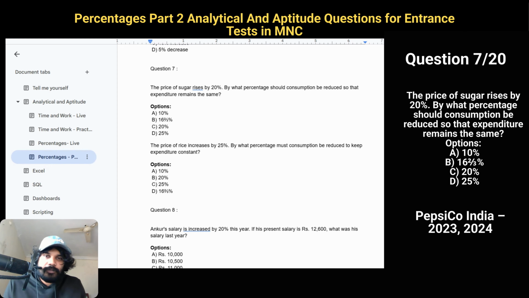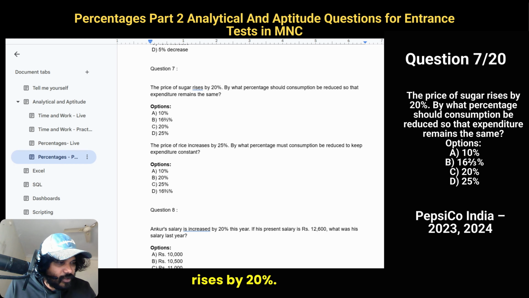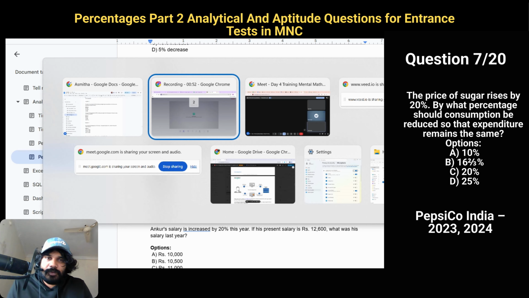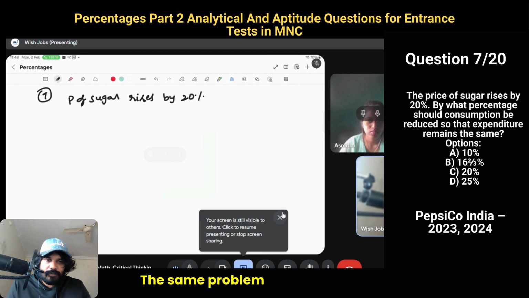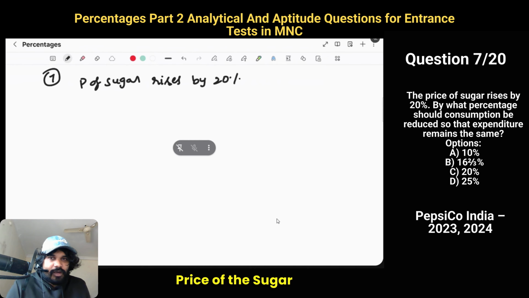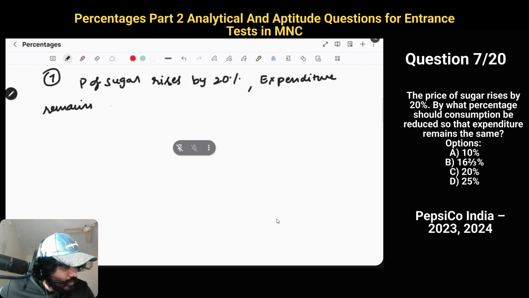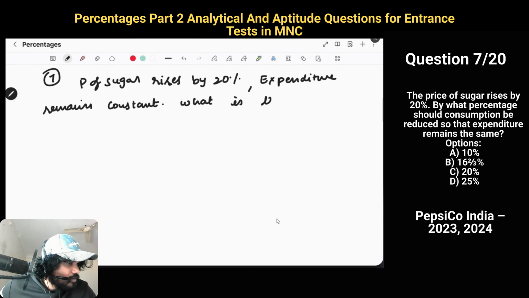Okay. The seventh problem: the price of the sugar rises by 20%. By what percentage should consumption be reduced so that expenditure remains constant? I hope I explained the same problem to you. Price of the sugar rises by 20%. Expenditure remains constant. What is the reduction in consumption?